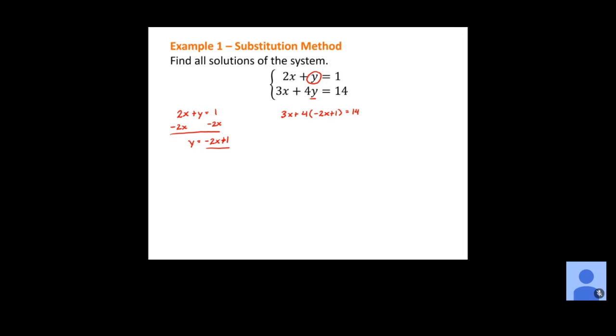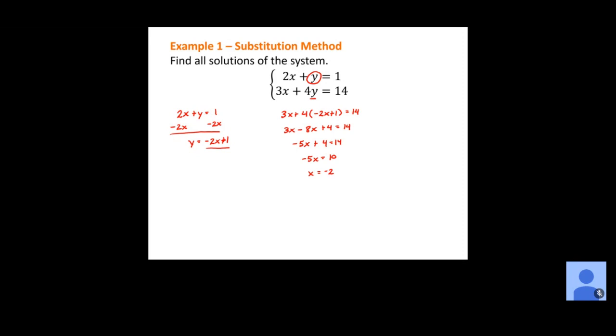So we'll distribute the 4. That gives us 3x minus 8x plus 4 equals 14. Combine your like terms: 3x minus 8x is negative 5x, plus 4 equals 14. Subtract 4, so negative 5x equals 10, and divide by negative 5, so x equals negative 2.